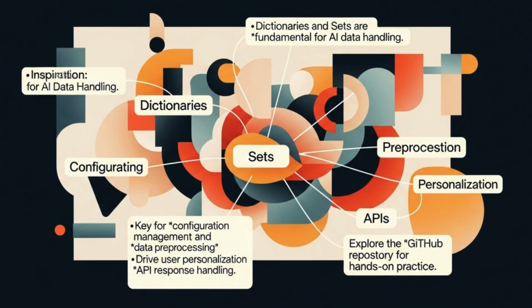Think about this. How might you use a combination of dictionaries and sets to build a simple moderation system that flags unique problematic keywords found in user-generated text? The possibilities are endless once you master these core data structures. Keep building, keep experimenting, and keep pushing the boundaries of what AI can do.